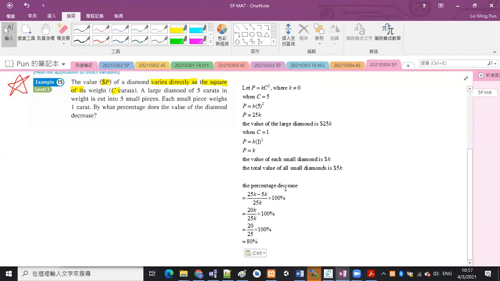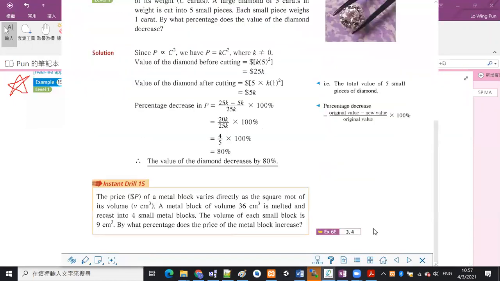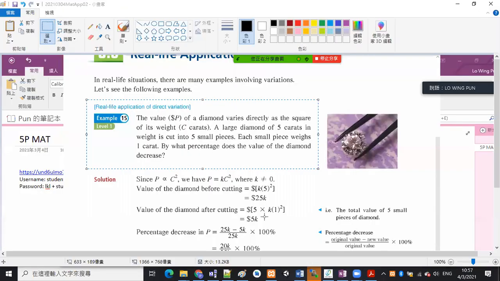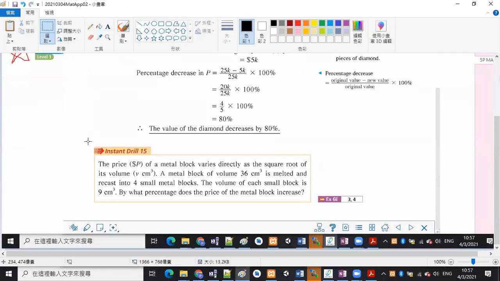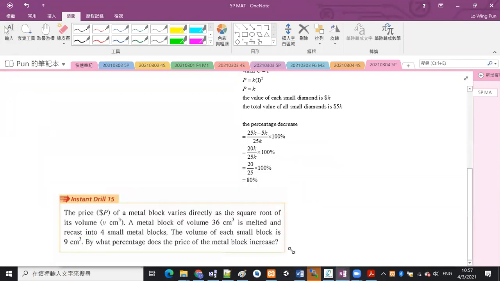Is that okay? Now I would like you to try to do the instant drill number 15. 慢慢嚟！呢題我希望大家都做到，因為計算部分唔難，但係解題部分如果唔夠耐性，可能會解錯題。我俾4分鐘你哋做。So class work of instant drill number 15, and please use 4 minutes. And please remember to submit to the MetApp web system.